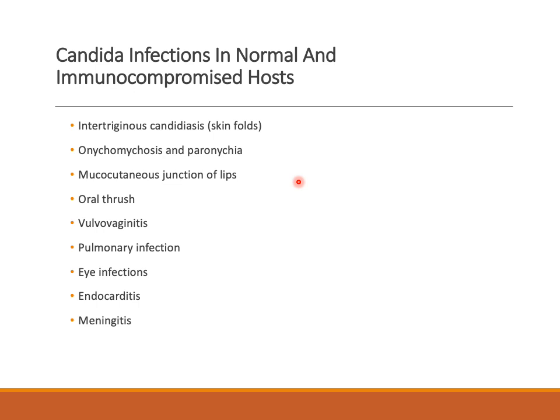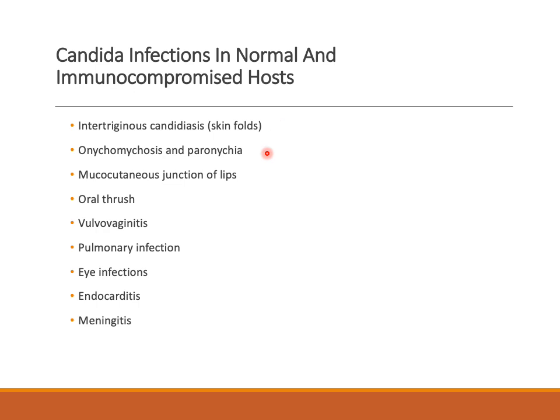So the usual site is in the intertriginous skin folds, no? So skin folds, so in between the fingers, and then in between the toes, then the inguinal areas, the axilla, and then one prominent area is underneath the breast, no? Especially for those individuals who are well endowed, no? So a large breast. Usually the infection loves to occur in sites that are moist, okay?